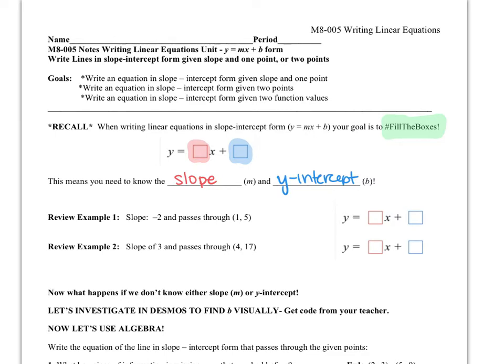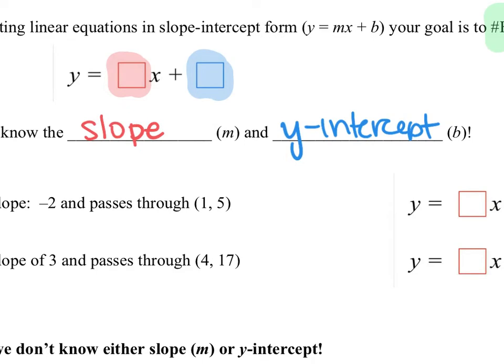So in Desmos, we did these 2 review examples. One where we have the slope of -2 and it passes through the point (1, 5). So in this example, I have my slope, but since this point does not have an x-coordinate of 0, I don't know the y-intercept. So in order to complete this equation, what I would do is I would write my formula, y equals mx plus b.